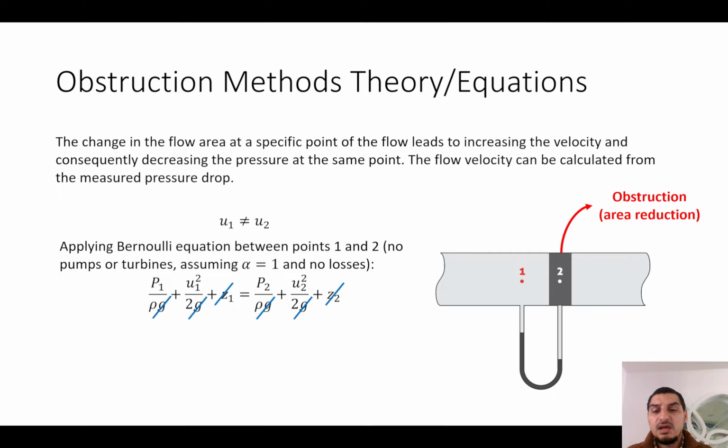So we can simplify the equation to be u2 square minus u1 square equals 2 delta p over rho. And delta p can be measured using the manometer. But this equation is not sufficient by itself, because we don't know the flow rate, so we don't know u1 or u2. But we can find the relation between these two. We know the right hand side. We fully know the right hand side, but we don't know the left hand side.